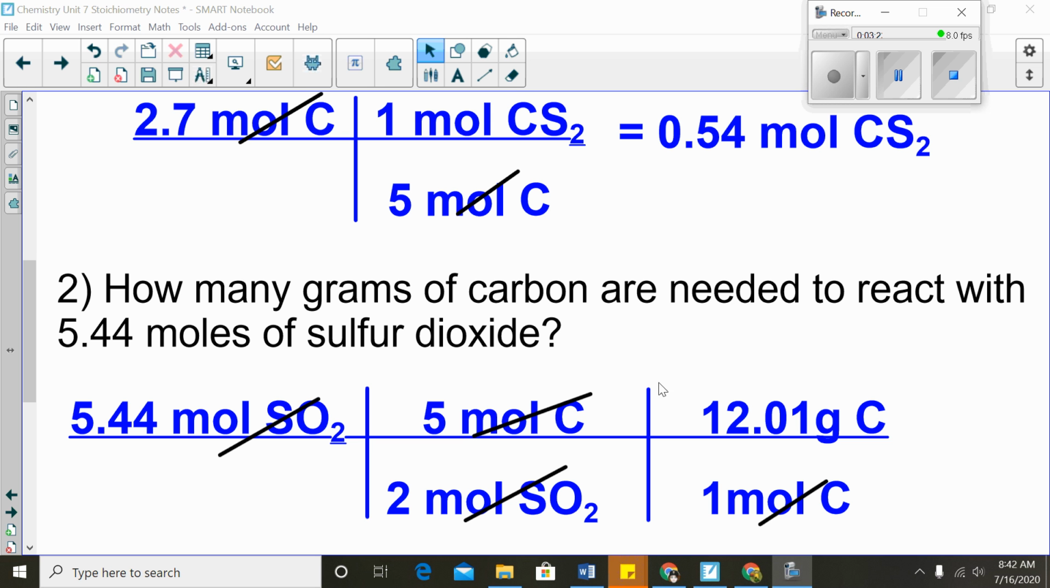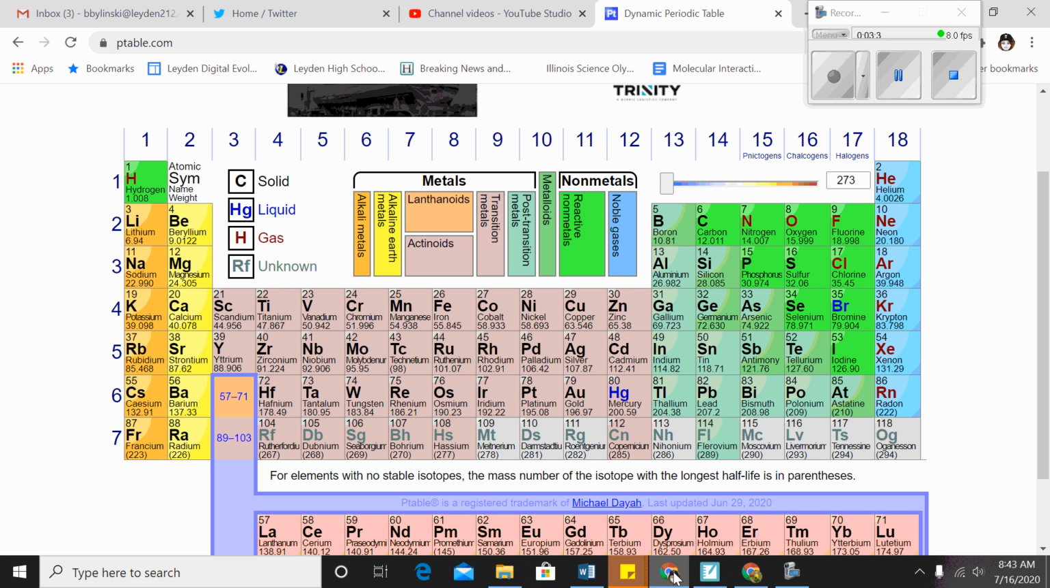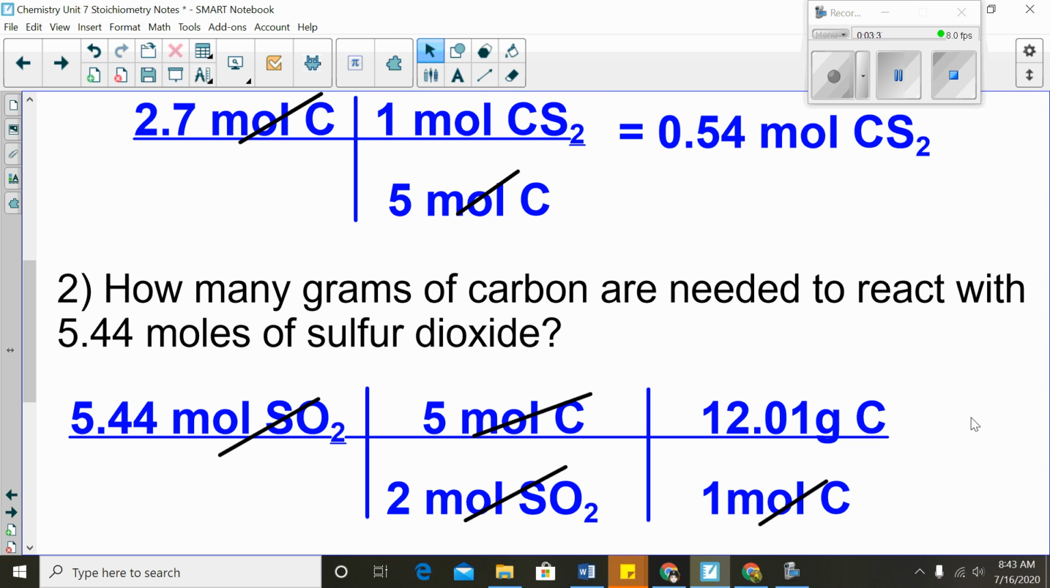So you can see I have 1 mole of carbon on the bottom and 12.01 grams of carbon on the top. Where am I getting this from? Molar mass is from the periodic table. So here's carbon, right? You can see the 12.011, and if it's molar mass, that 12.01 grams is equal to 1 mole. Why did I put the 1 mole on the bottom?